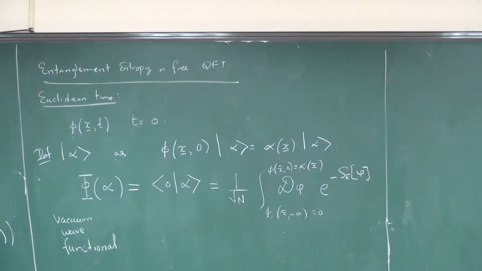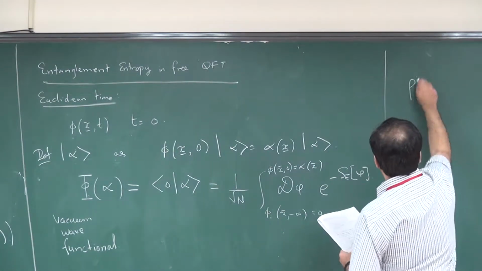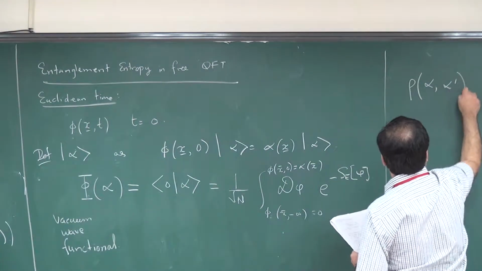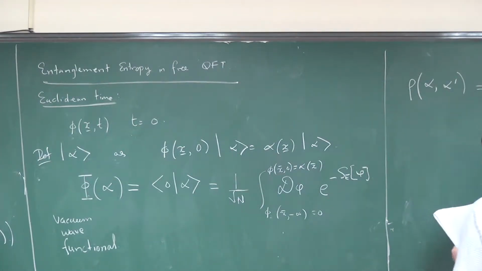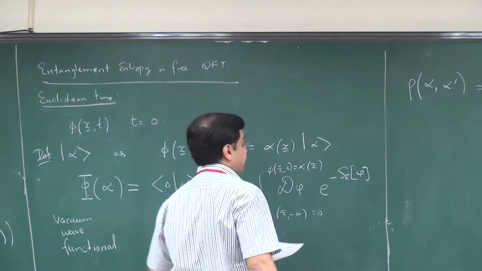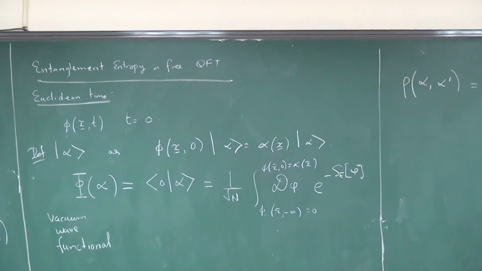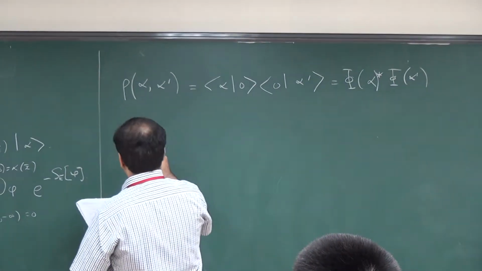And if you want to calculate the density matrix or the operator rho from this vacuum wave functional, what you do is, alpha prime is equal to this object. So this is nothing but Phi of alpha star, Phi of alpha prime. And so this is the definition of this density operator. And suppose you want to trace over the degrees of freedom.